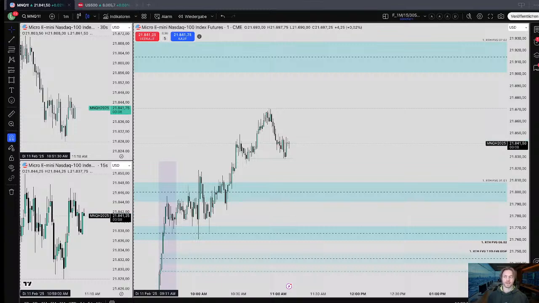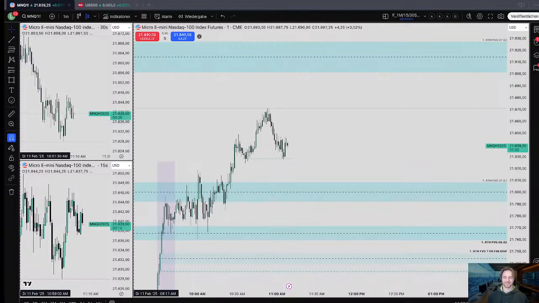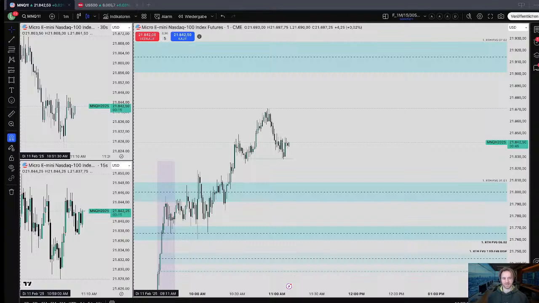It's not really showing strength. Strength. Man, I don't know. It's not really showing willingness to go higher. It's not really showing willingness to go lower.